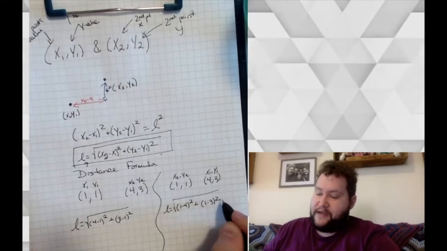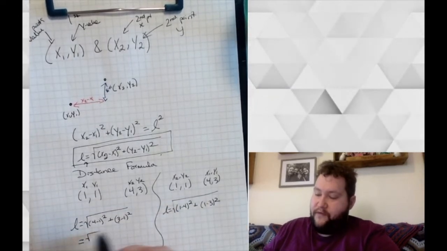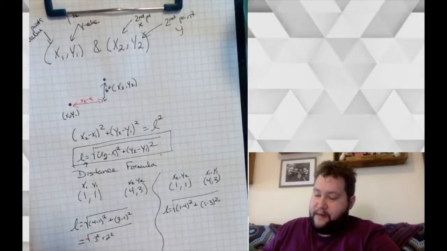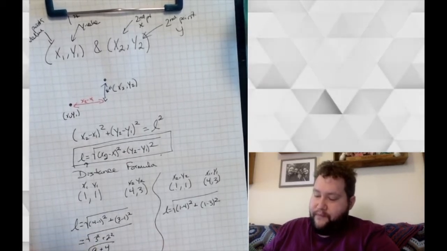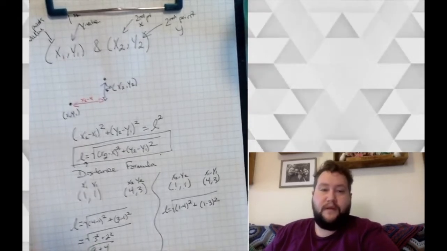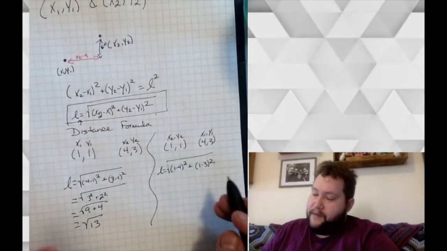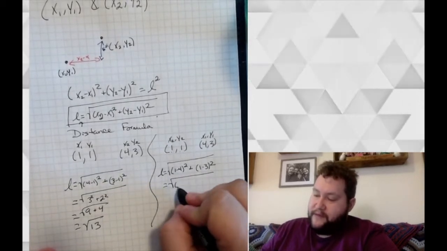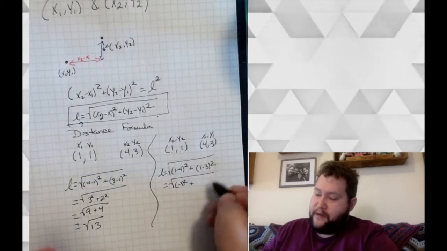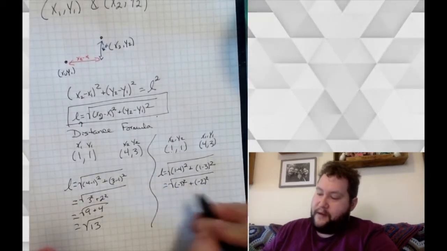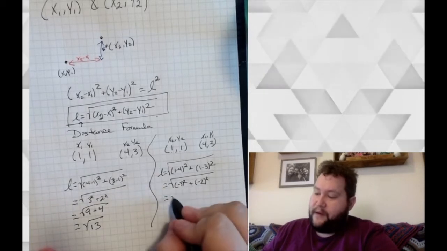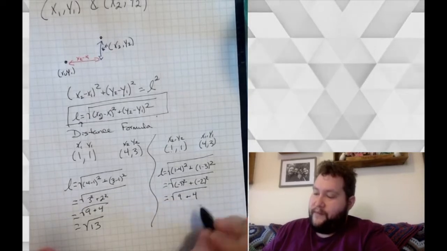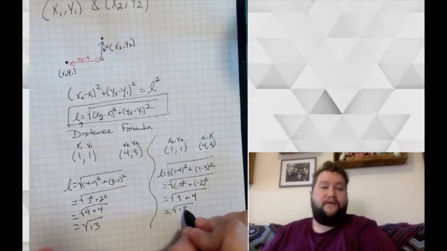And so let's simplify each of these. So here we get the square root of 4 minus 1 is 3 squared, plus 3 minus 1 is 2 squared, 9 plus 4, square root of 13. So it still works. But if we do this one with the square root of 1 minus 4, which is negative 3 squared, plus 1 minus 3 is negative 2 squared. Negative 3 squared is 9, plus negative 2 squared is 4. We still get the square root of 13.